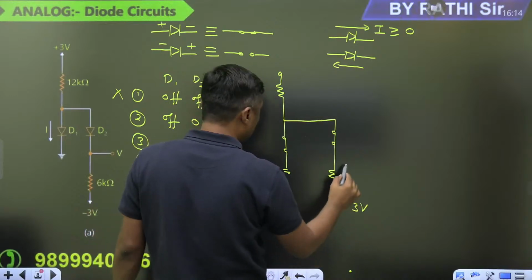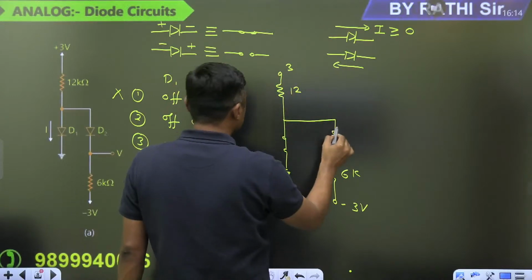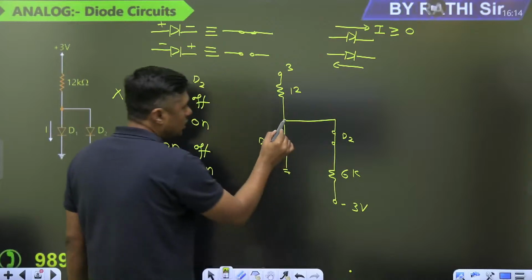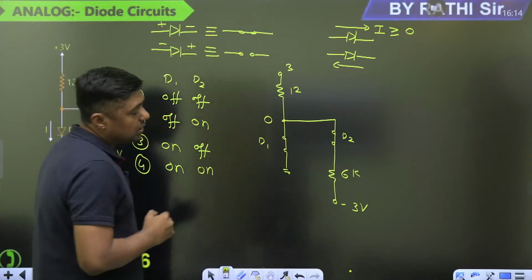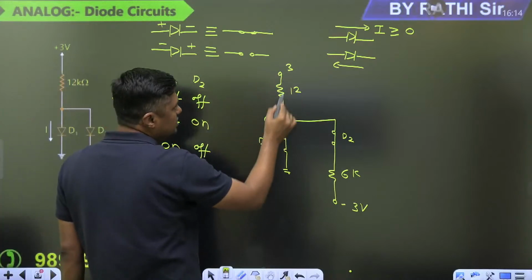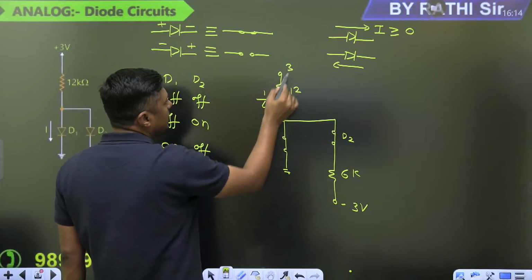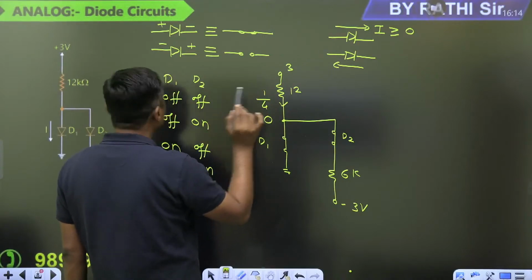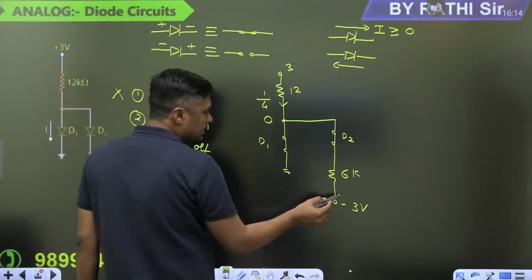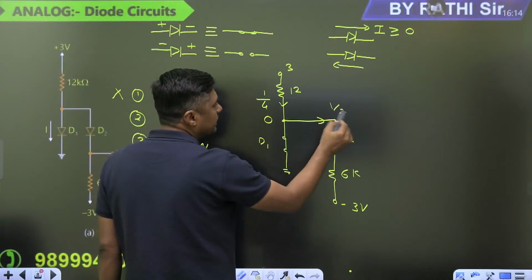This is the minus 3 volt, 6 kilo ohm, 12 kilo ohm, 3 volt. That diode is also on. Let this be on, this be on. Both on. What is the voltage at this point? 0. Now guys, what is the current here? 3 minus 0 by 12, 3 by 12. What is the current here? 1 by 4. 3 by 12 is nothing but 1 by 4 milliampere, the current from this point to this point. And what is the current here? 0 minus of minus 3 becomes plus 3 divided by 6, so 1 by 2 is the current here.